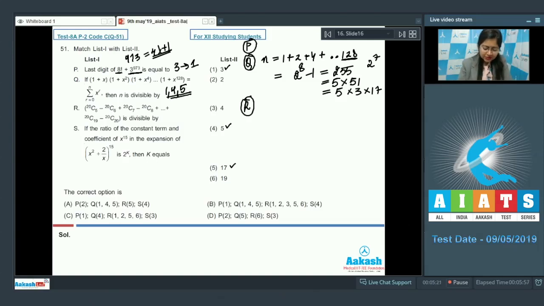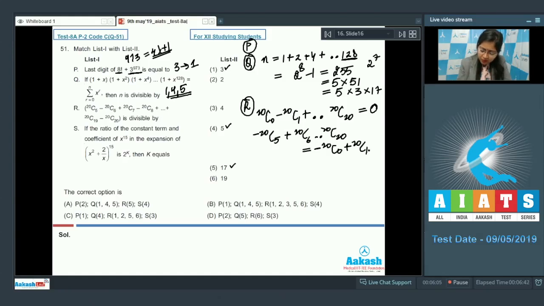Option number R says that 20C5 minus 20C6 plus 20C7 and so on up to minus 20C20 is divisible by. We have to find its value. Now we know that 20C0 minus 20C1 and so on up till 20C20, here we are taking alternate signs, so its sum is equal to 0. So we can say that the value of minus 20C5 plus 20C6 and so on up till 20C20 will be equal to minus 20C0 plus 20C1 minus 20C2 plus 20C3 minus 20C4.